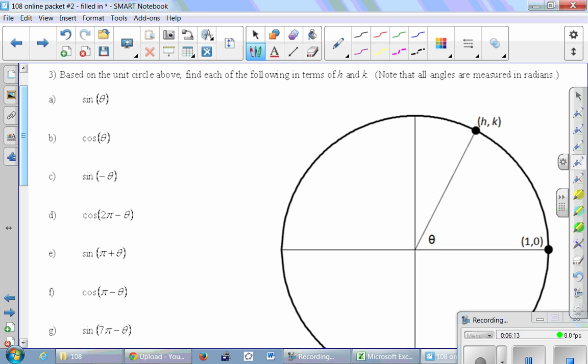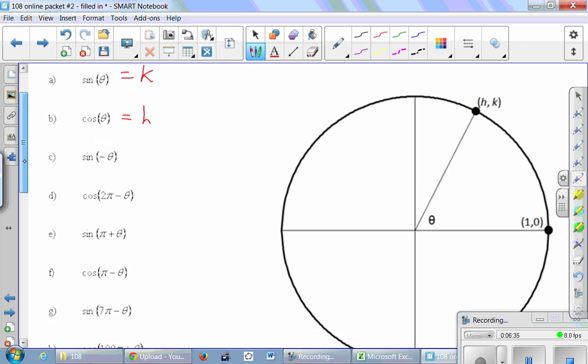Okay, so the first thing we want to do is figure out what in part A it says is sine of theta. Well, we know that sine of theta is always the y-coordinate when you're in the unit circle. So the y-coordinate here is just k, and that's the answer to this problem. Part B says cosine theta. We know cosine on the unit circle is just the x-coordinate, which is h. But then things get a little bit trickier. So let's look at part C.